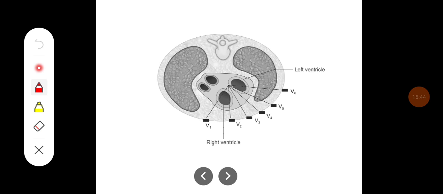So this shows the placement of the leads and from which direction they are going to see the heart. V1 is going to see the heart from the right side, and V6 is going to see the heart from the left side.